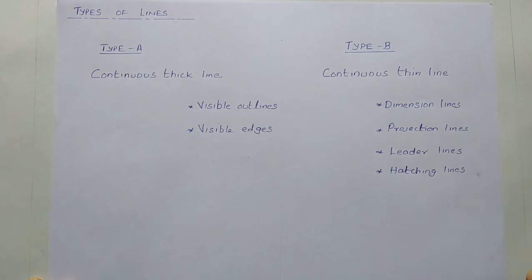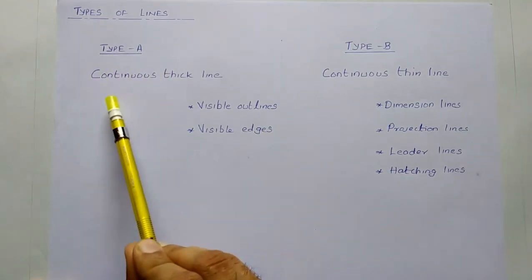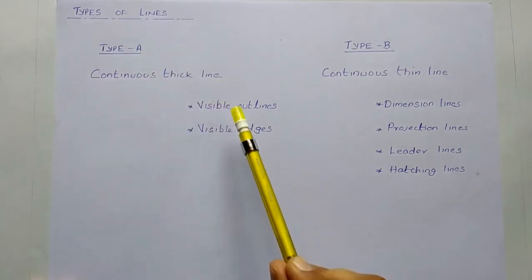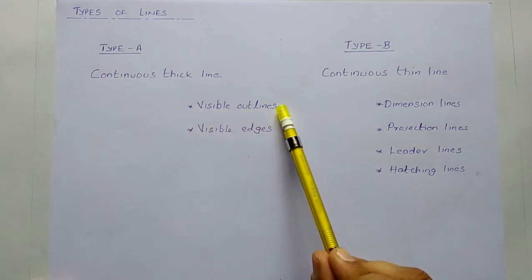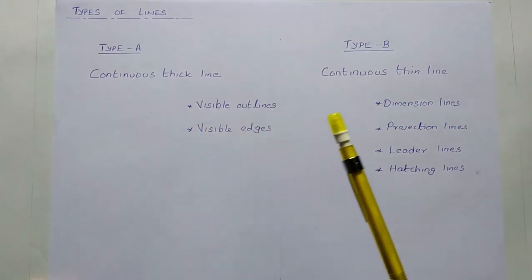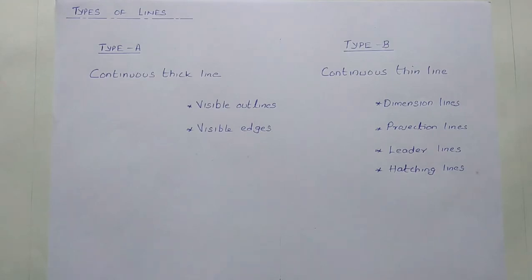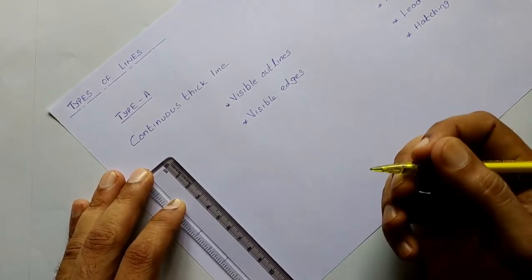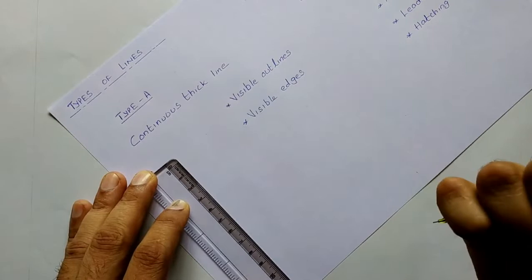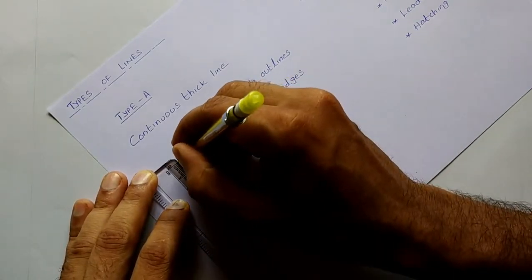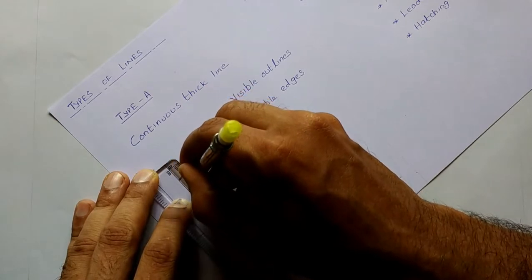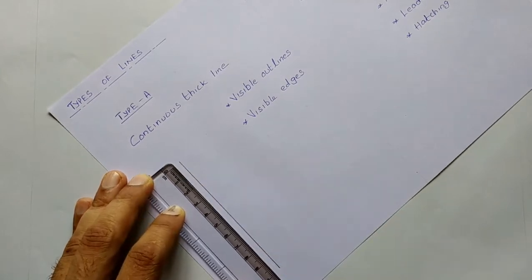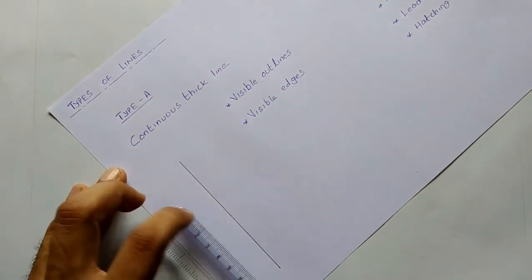So the first type of line is the type A line. It is known as a continuous thick line. Type A lines are usually used for drawing visible outlines and visible edges. Now we shall see how to draw a continuous thick line. After taking your scale, using your pencil, let us draw a continuous thick line of 10 centimeter length. You have to apply sufficient pressure on the pencil so that the line is sufficiently thick and dark. So this is a continuous thick line.